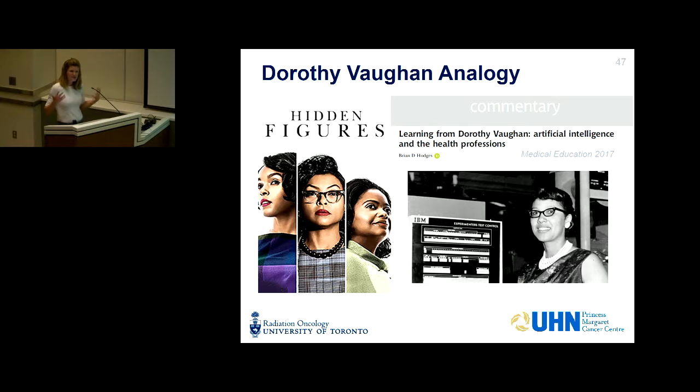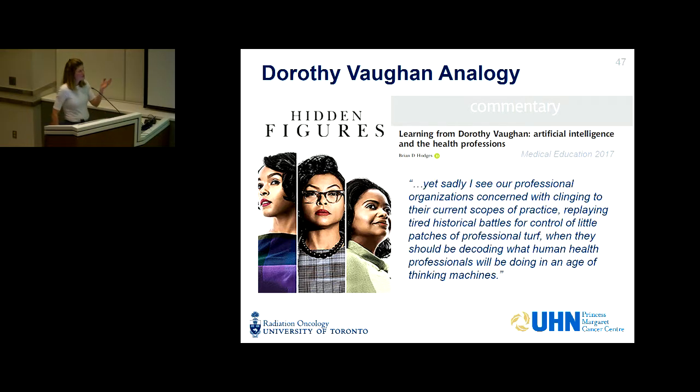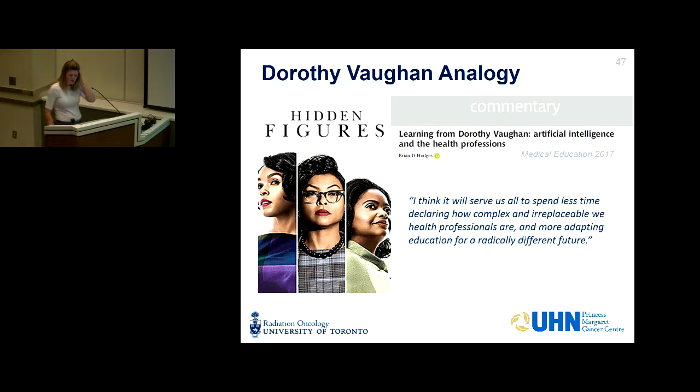They took their existing skills and their aptitude for numbers, and they redirected that in a way that would be beneficial to them in a new way of practicing. Dr. Hodges' analogy was that maybe healthcare professions aren't thinking enough like Dorothy Vaughan. He said, yet sadly, I see our professional organizations concerned with clinging to their current scopes of practice, clinging to their professional turf, whereas what they should really be doing is thinking about what we will be doing in an age of thinking machines. I think it will serve us all to spend less time declaring how complex and irreplaceable we are as health professions and more time adapting for a radically different future.